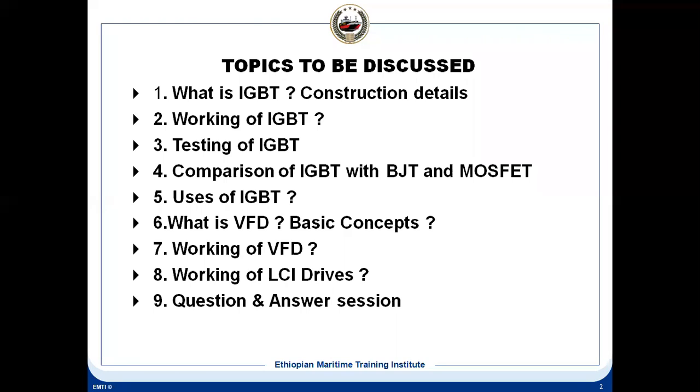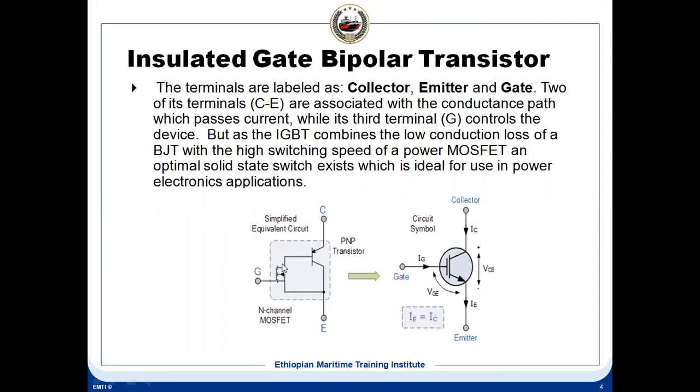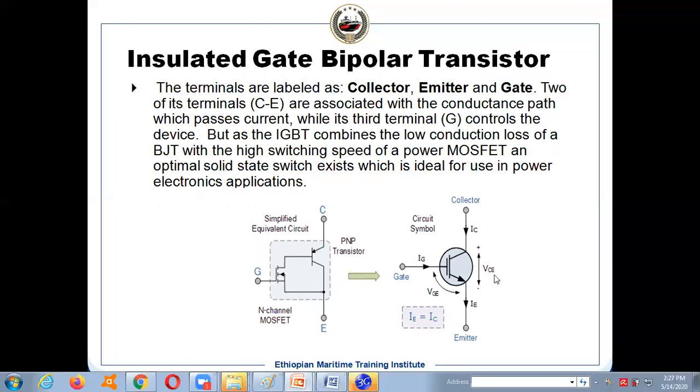So MOSFET is a voltage control device, BJT is a current control device, and IGBT is a combination of a BJT and a MOSFET. That's what you have seen here. Here you can see this diagram. This is an IGBT. This is the MOSFET part, and this is the transistor part, or bipolar junction transistor part. When both of them combine, you get an IGBT.